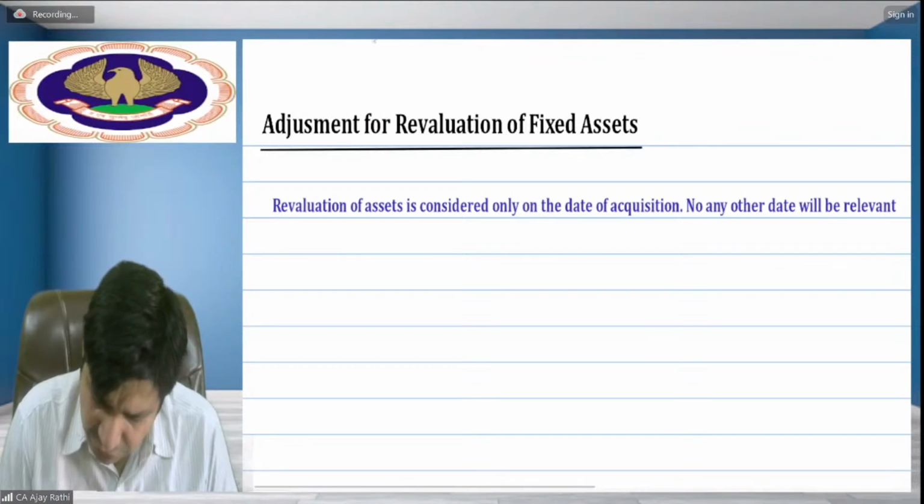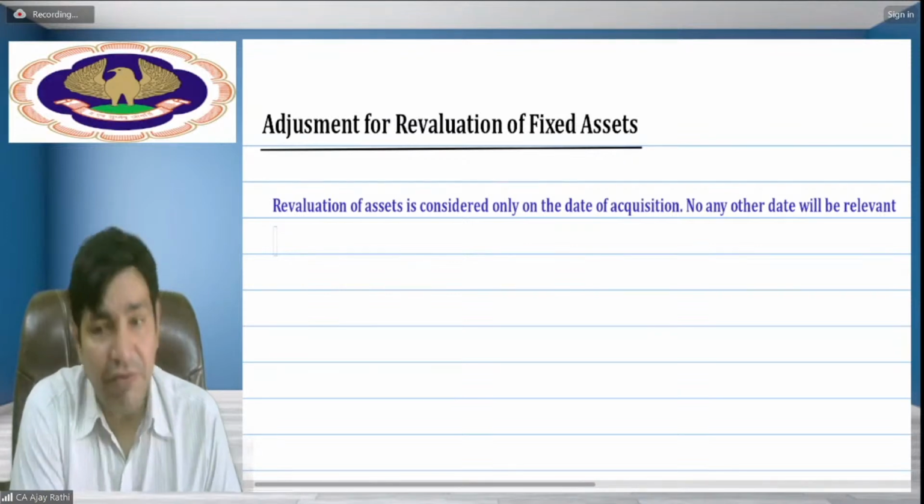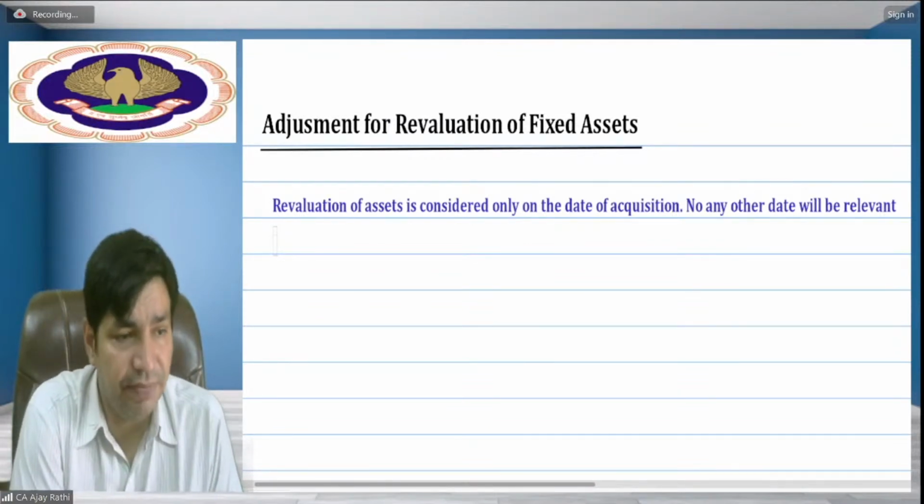There will be no relevance for any other date. Only the revaluation on the date of acquisition will be considered.